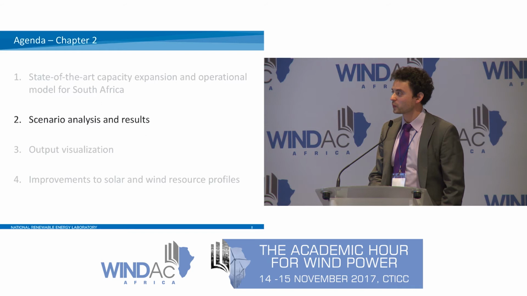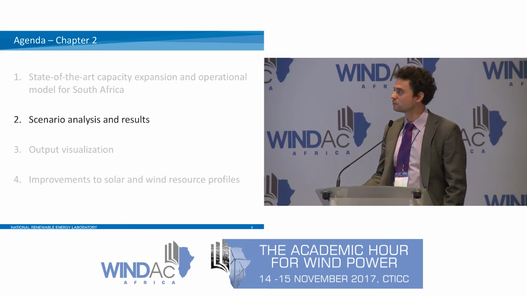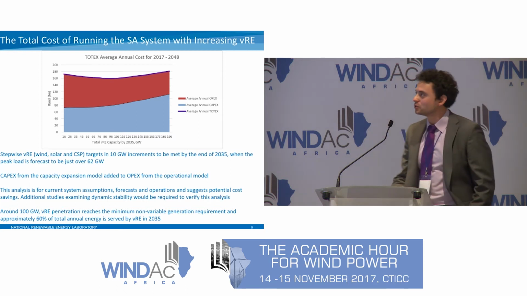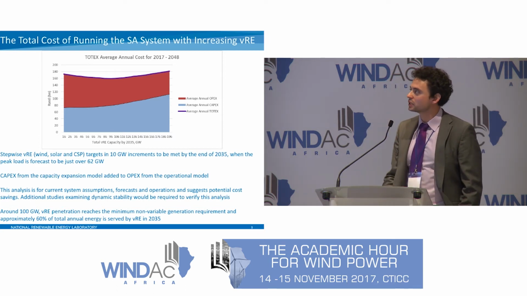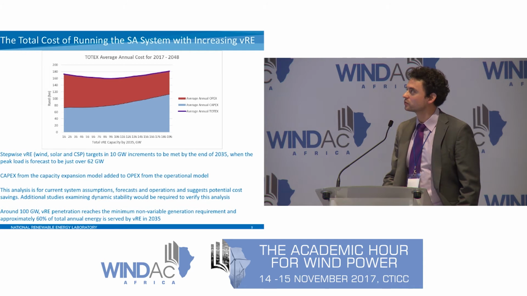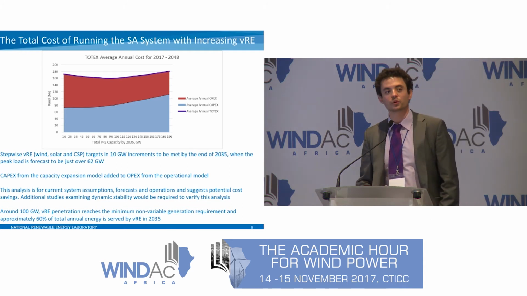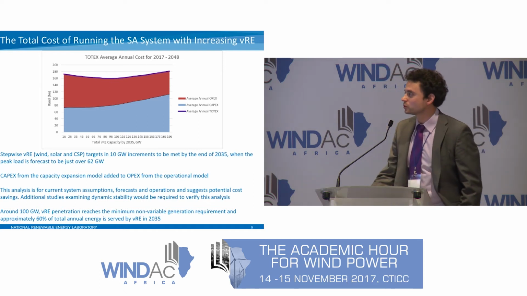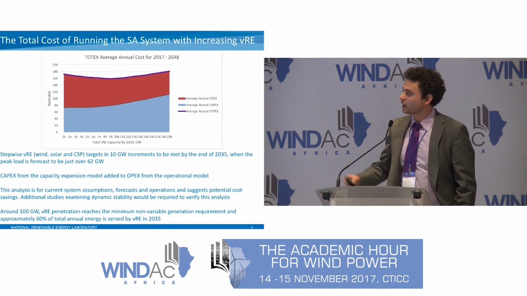Okay, so the scenarios that we went through with this model. And there is a lot going on in this graph, so bear with me, I'll try and guide you through it. This is the total cost of running the South African system with varying levels of VRE, which is variable renewable energy. And when I say that, I refer to wind, solar, and CSP. So let's start with the x-axis.